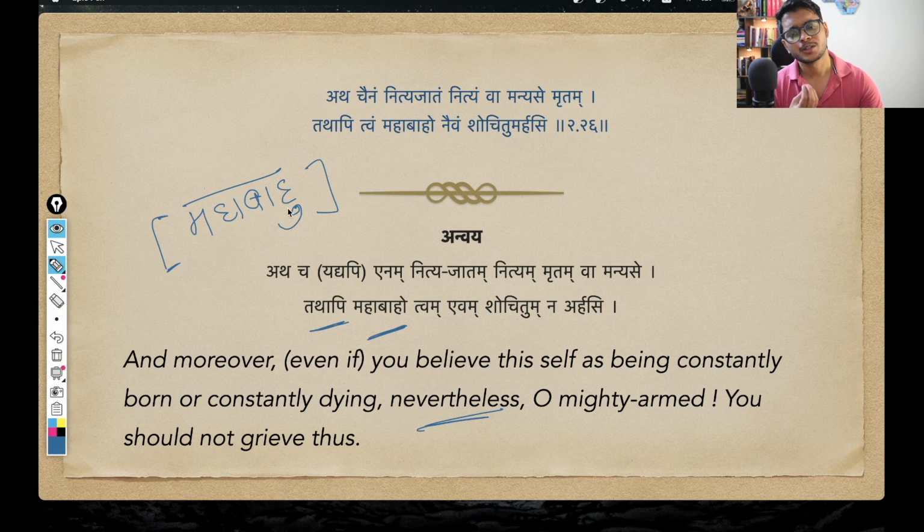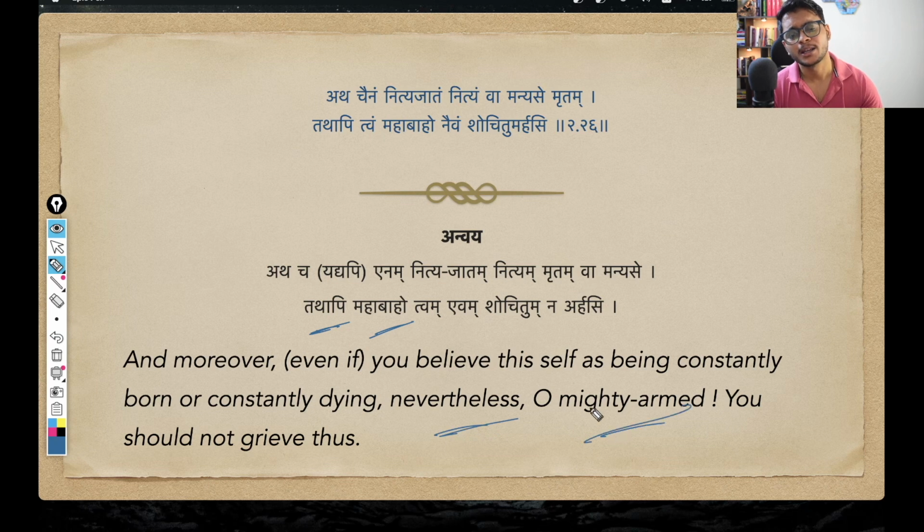Here, because he is addressing Arjuna with this title, it is a Sambodhana Vibhakti. So Mahabahu in Sambodhana Vibhakti becomes Mahabahu, which is what you see in the shloka, simply meaning, hey Mahabahu, or O mighty armed Arjuna. So Krishna is saying, Tathapi Mahabahu, nevertheless, O mighty armed, Tvam evam shochitum na arhasi. You should not grieve like this. You are not qualified to act like this. You should not act or behave or grieve in this manner. That is what Krishna is saying here.